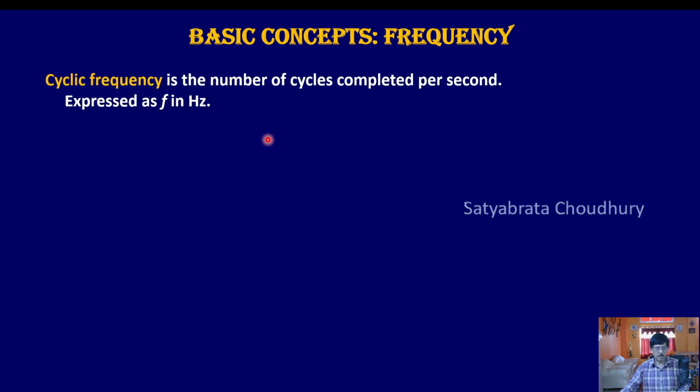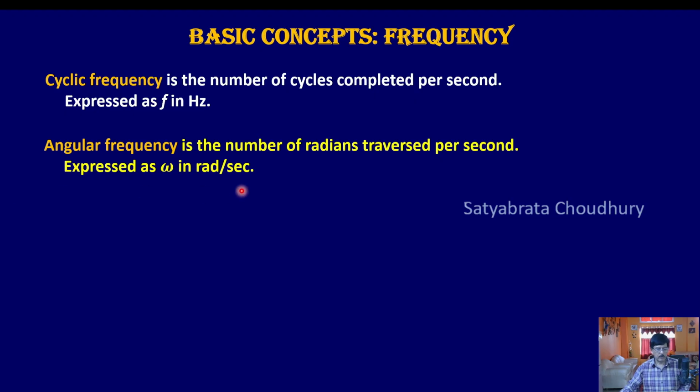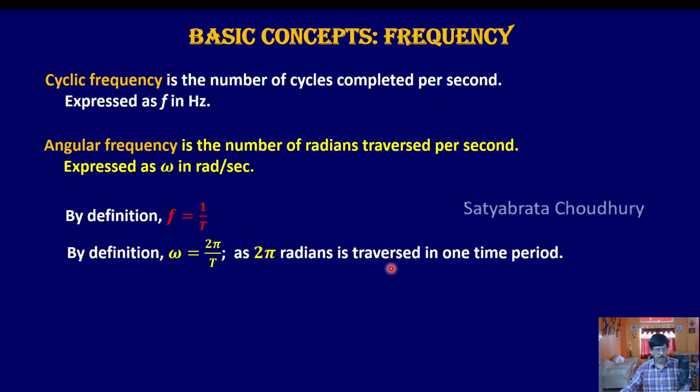Cyclic frequency is the number of cycles completed per second. It is expressed as F, and the unit is hertz. Angular frequency is the number of radians traversed per second. It is expressed as omega, and the unit is radian per second. Now by definition, one cycle is completed in a time period t. So F equals 1 by t.